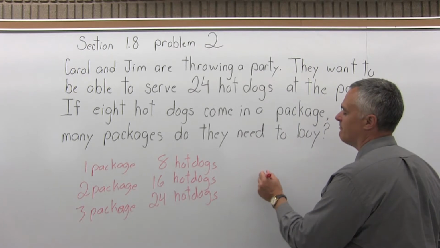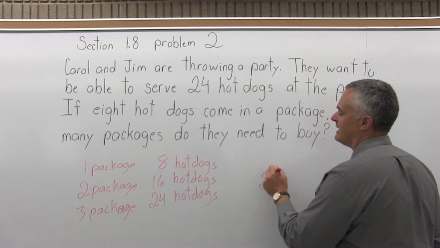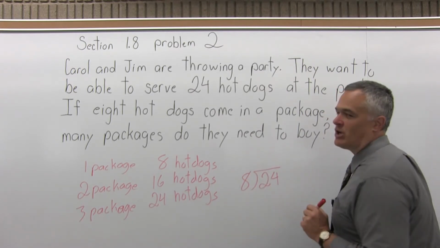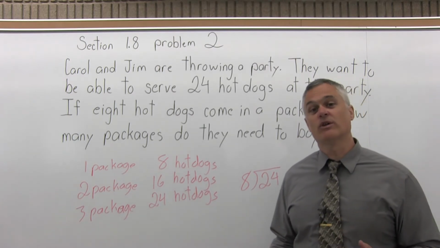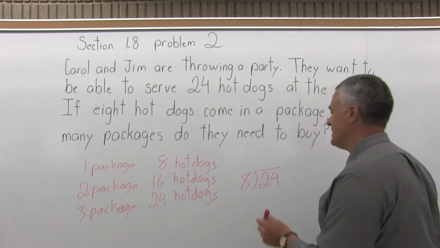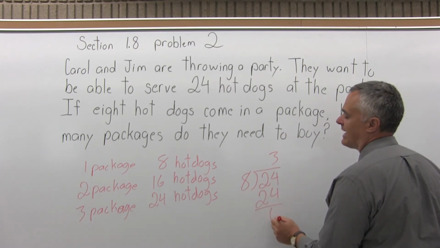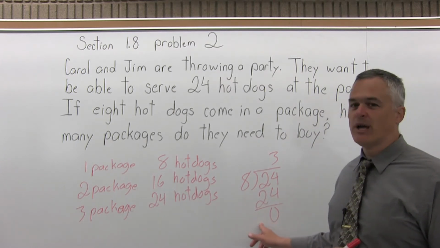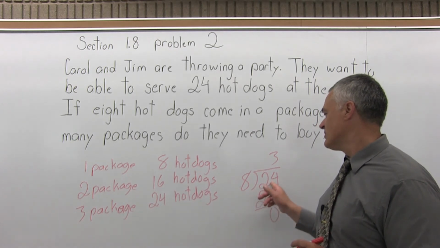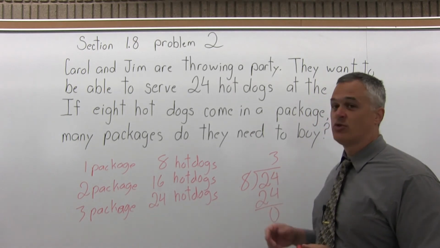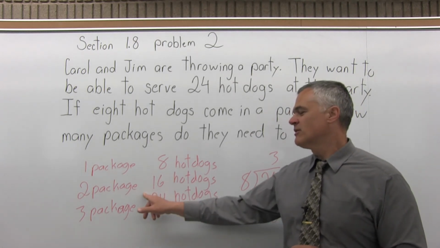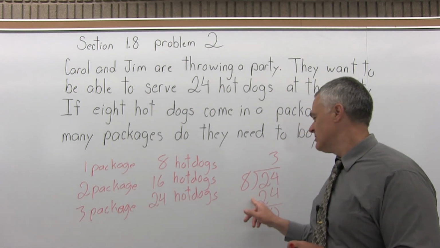So really, a better way to do it is divide the 8 hot dogs per package into the total of 24 that they want to serve. And as you do that division, you'll see that it goes in 3 times. That's a better way. That works for very big values of how many hot dogs they'd want to sell. This is okay for a small number. This works better.